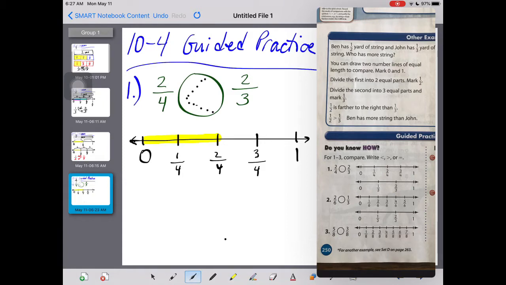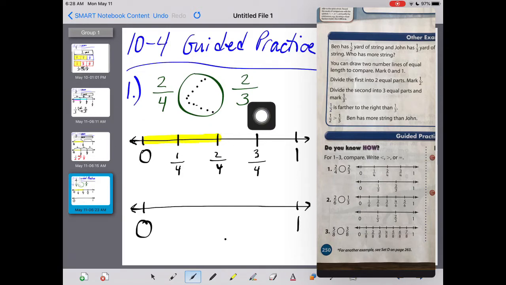Okay. Now for the next number line, let's make it the same length because we want to compare the same size whole pieces. So maybe it's 1 candy bar, same candy bars, 0 all the way to 1, same length, only the second one is divided up into thirds. The denominator says 3, so we're going to divide that up into thirds. We don't have as many pieces, so the pieces can be larger.